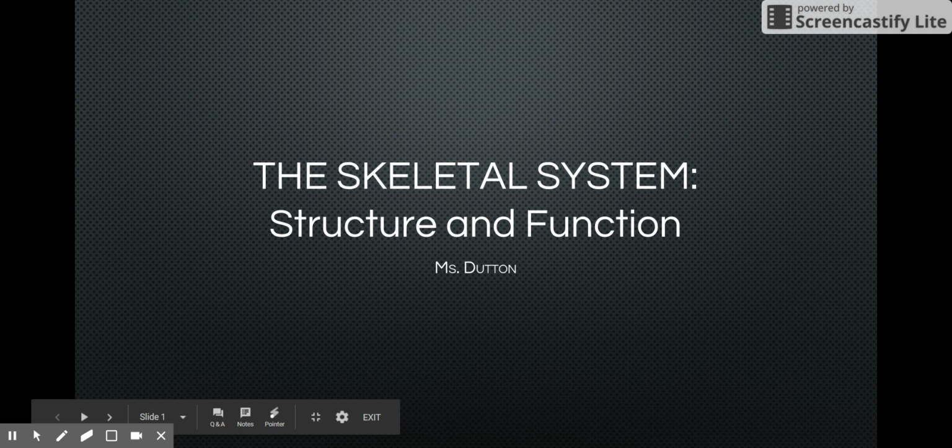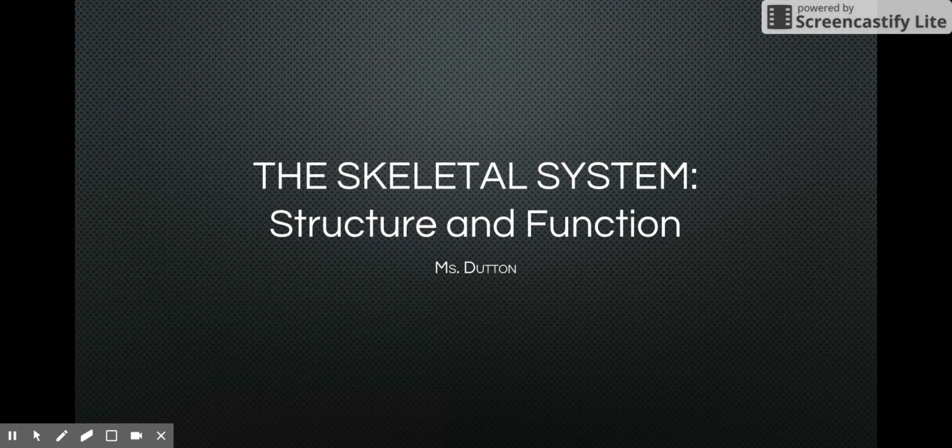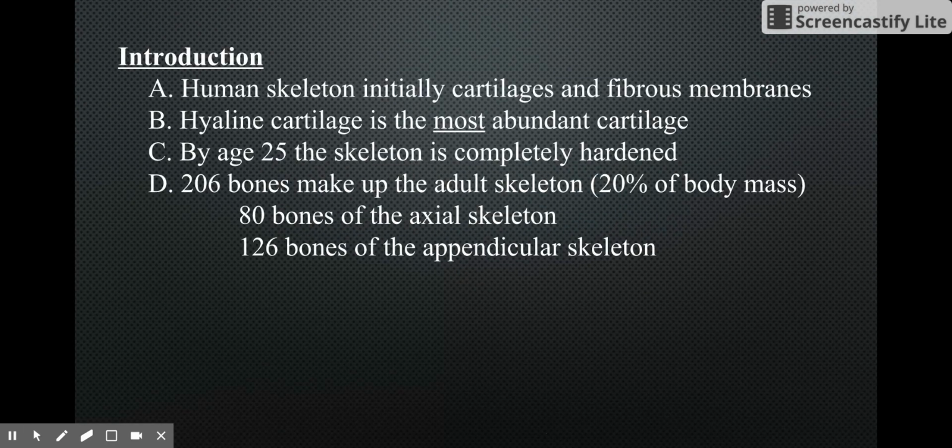Today we're going to talk about the skeletal system, and we're going to discuss how bones develop, what structures they're made up of, and the functions that our bones have for our body.